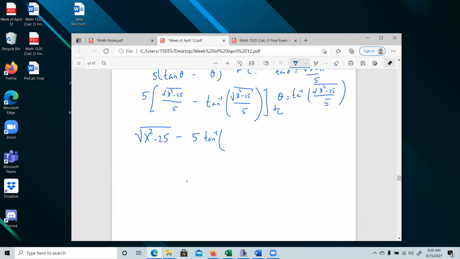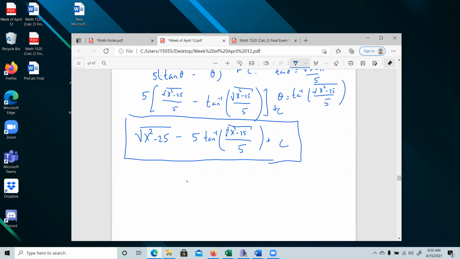You can't put the 5 inside of this thing, right? It doesn't work that way. So tangent inverse of the square root of x squared minus 25 over 5 here, plus C. And again, the whole reason for doing that is because you have some kind of parallelism here. Like music, when you do the same thing twice, they call it parallel. So we've got the same structure going on twice here.